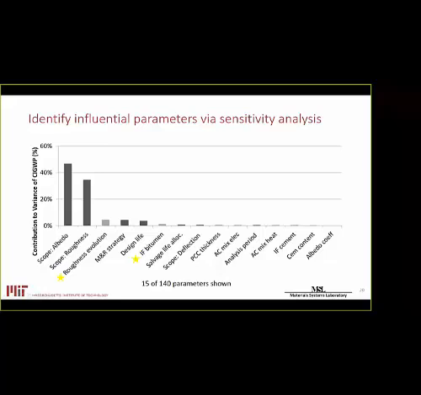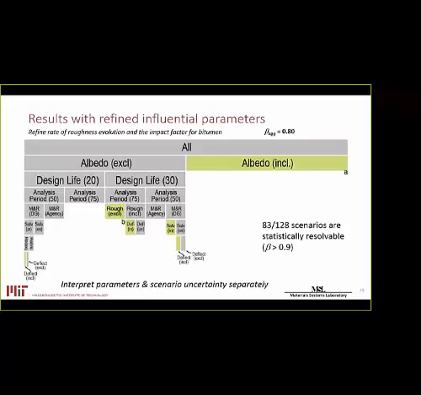So we're going to assume that we can get better data for that and we can refine it. Then we can run our analysis again, and what we get is better results. We get an aggregated number now that's 0.8 across all the scenarios, and we're able to identify many more scenarios where we can say they're statistically resolvable. So now, for example, if albedo is included, then we can say across all those different scenarios that one is better than the other. If it's excluded, then we have to get a bit more specific.